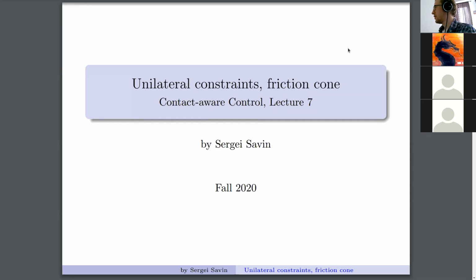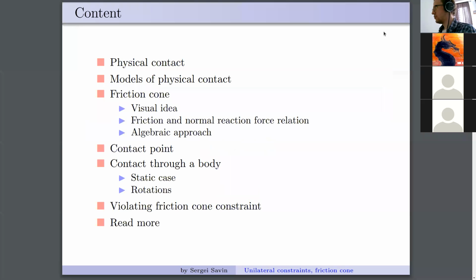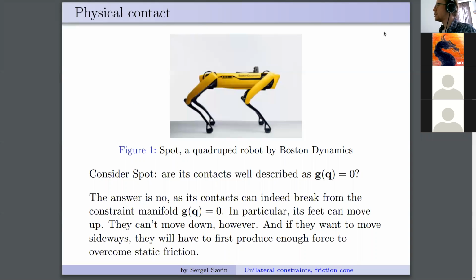All right. Now, let us go into what we concretely talk about. So let us consider this robot. It's Spot Mini, one of the most popular quadrupeds out there currently. So can you really describe contact points of this robot with this equation? Do you think you can do it? Like, describe it accurately?